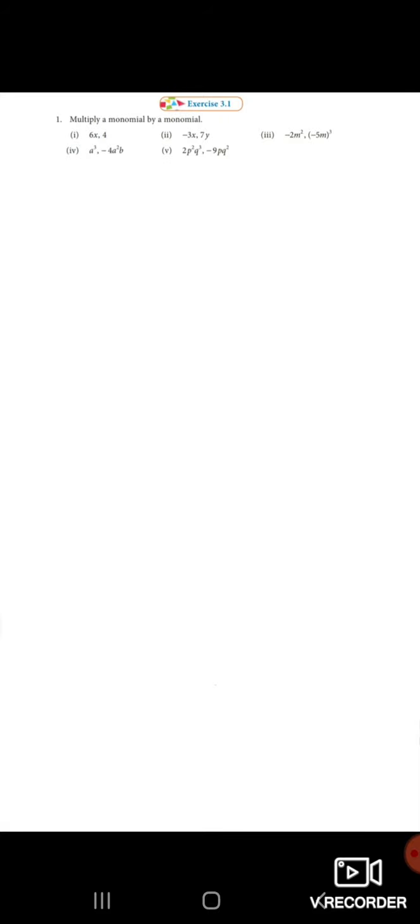Now we will move to the exercise sums. Exercise 3.1, first problem. Multiply a monomial by a monomial. Here monomial means it's a single term. You are going to multiply a single term by a single term. We will do the first problem now.